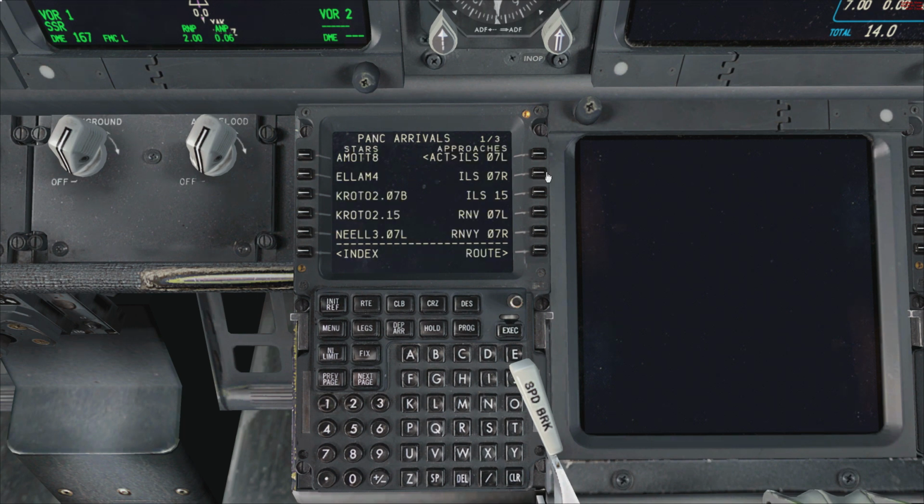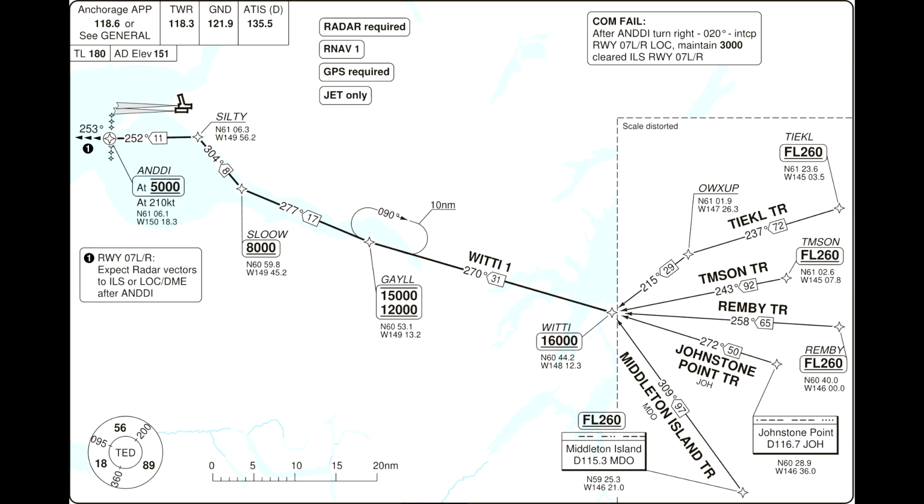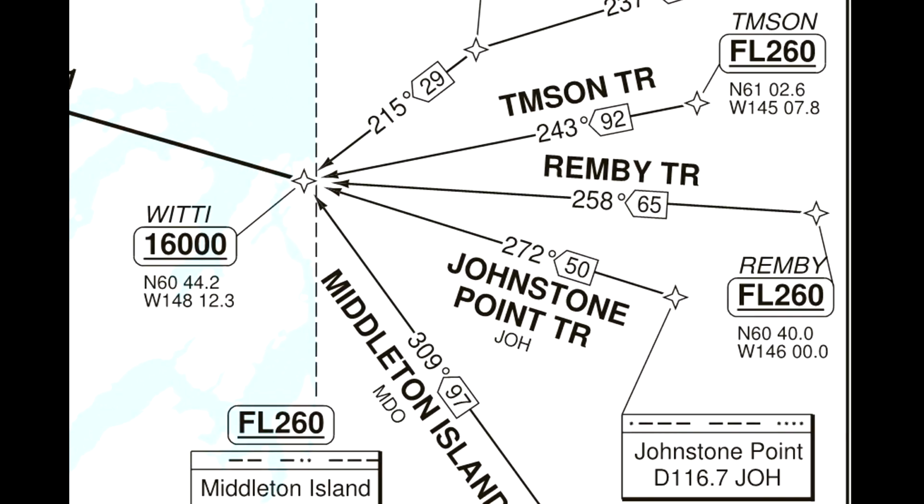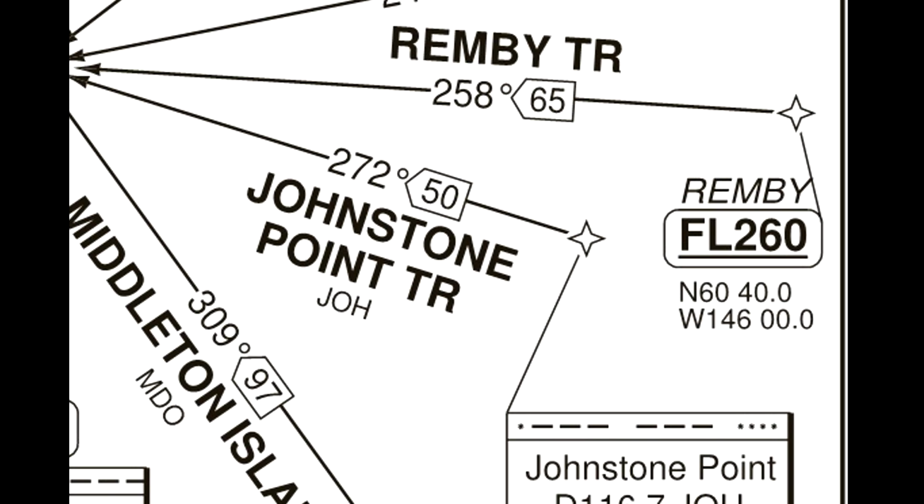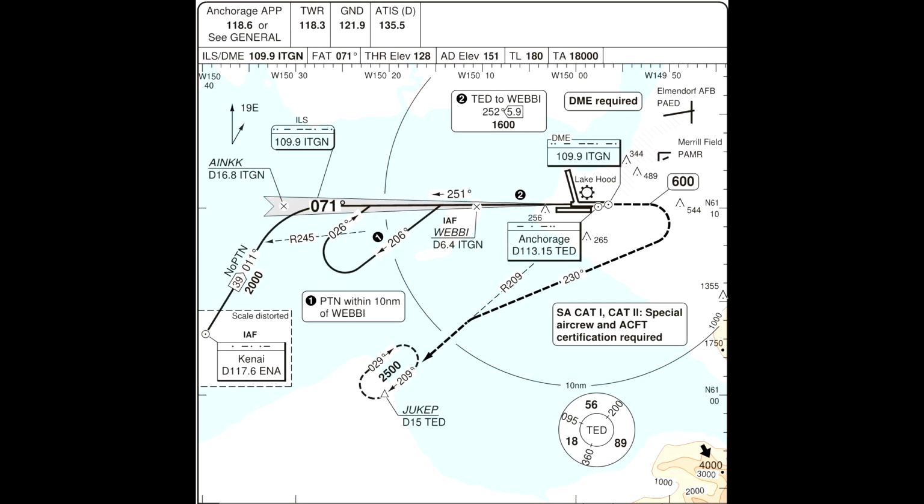So our arrival, we have 07 left is selected and Witty 1 as the star that we're going to use, so we're all good there. The thing that we can look at though, if we go ahead and look at the star, and in particular look at the actual approach, first of all, the star, we're coming in from JOH, Johnston, so that fits just fine. That's our transition from our normal flight plan into the star, and you can see that highlighted in the star right there.